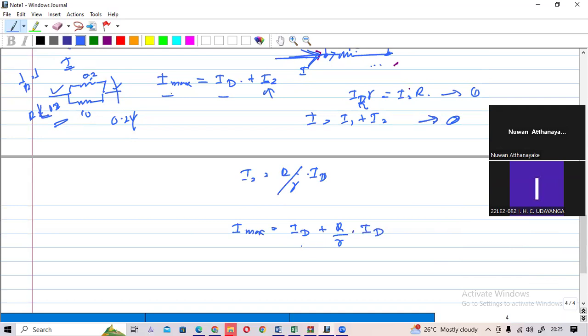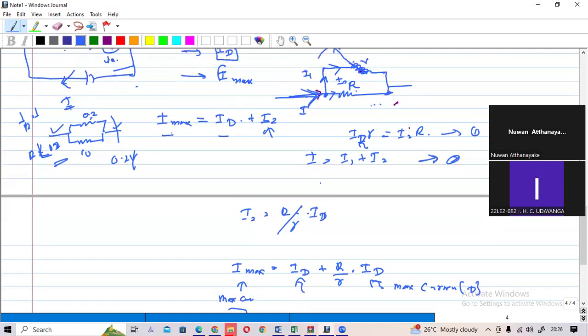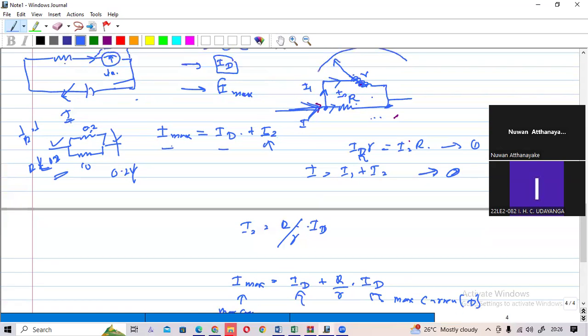So what is this? This is the maximum deflection current, the maximum current that can be measured by a D'Arsonval setup. So what is this? Actually, this is the maximum current measured by the total setup. That means including this resistor.